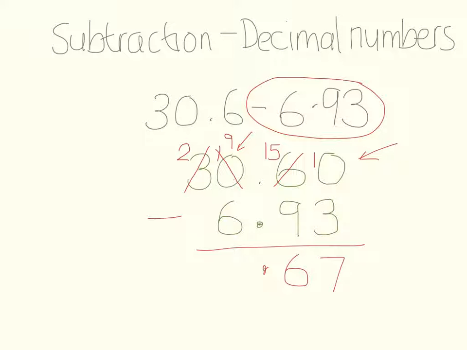I need to put my decimal point. Then I can just look at the units. 9 take away 6, well 9 is bigger anyway, so I can do that. 9 take away 6 would be 3, and then 2 take away a blank, so take away nothing would be 2. I'd still have 2 left over. Okay, so the answer to 30.6 take away 6.93 is 23.67.